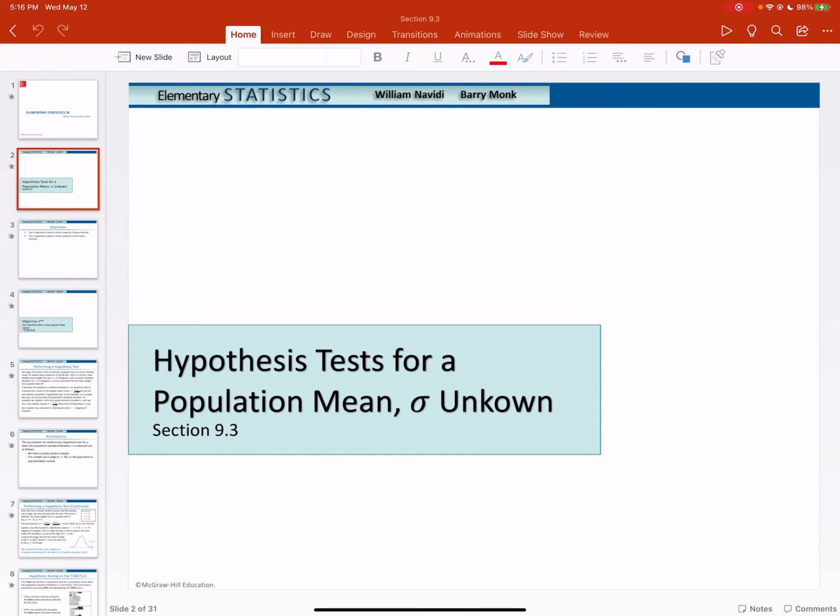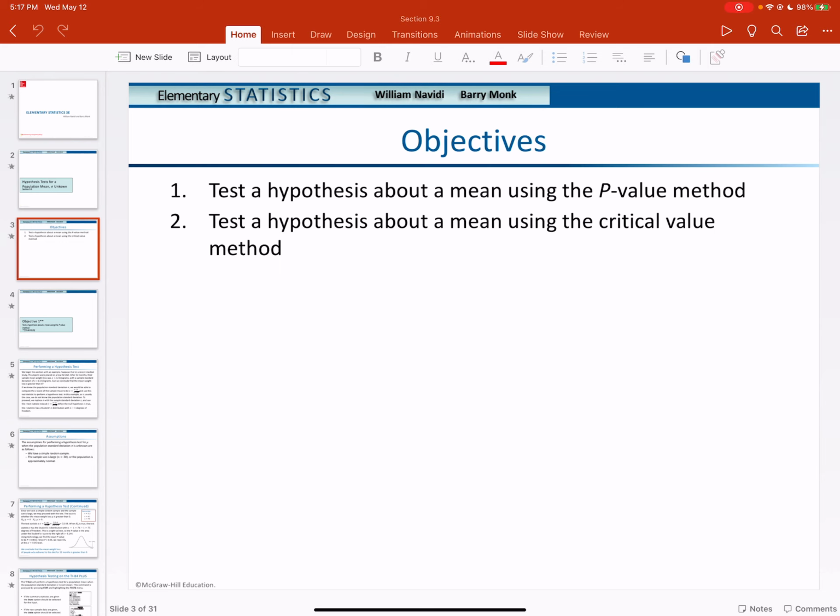Hi everyone, and welcome to section 9.3, which is similar to the other sections in that we're talking about hypothesis testing for a population mean, but the difference between this section and the previous ones, I think it was 9.2 or 9.1, is that the standard deviation is not known in this case. Previously, we were talking about using a hypothesis test when the standard deviation is known.